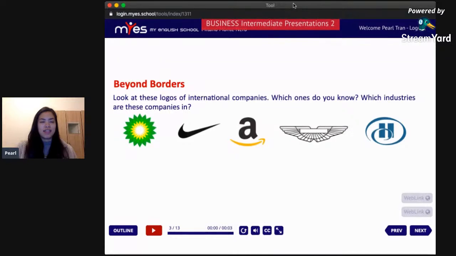So first, a little fun quiz. Beyond borders, look at these logos of international companies. Which ones do you know, and which industries are these companies in? So here we have 5 logos of pretty famous or famous enough companies. And if you know them, write them in the chat. If you know what the name of the company is for each logo, and what industry or field these companies work in, you can write in the chat.